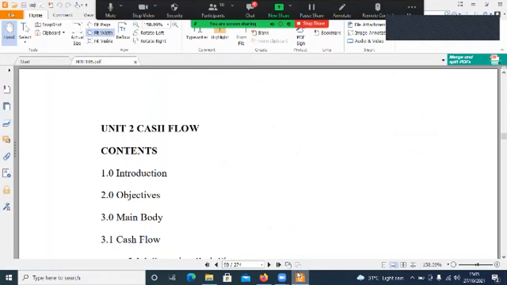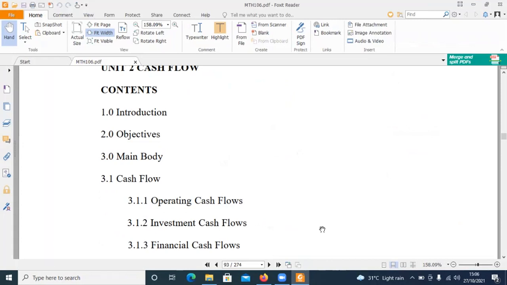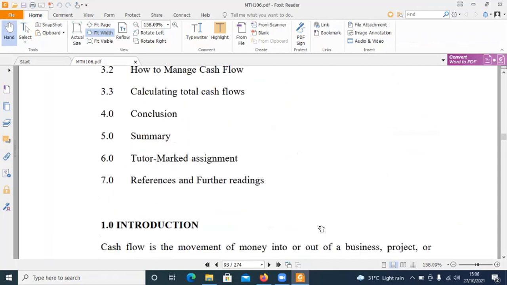I will be sharing the screen with you so that you can follow from there. Last week we looked at annuity, and today we'll be talking about cash flow. In this aspect of mathematics, there is not much calculation. Thank God you are all business management or related students, so you can easily flow with me.